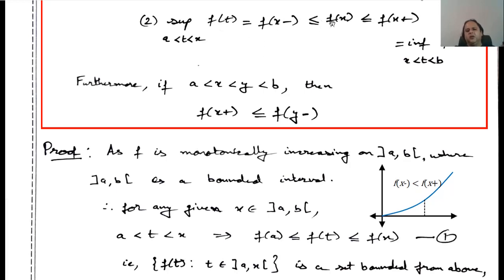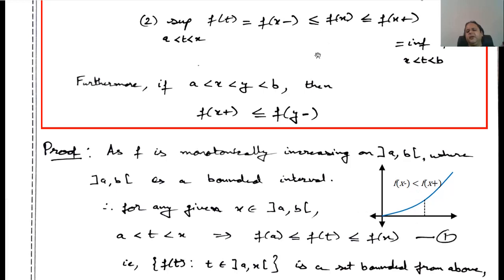It also involves one more inequality. The inequality says that for any x belonging to the interval, f(x) will lie between f(x-), the left hand limit, and f(x+), the right hand limit. That means the right hand limit will be greater than or equal to the left hand limit, and the actual value f(x) lies in between, so it should be less than or equal to here. For a strictly increasing function, it will be strictly less than, exactly like this.